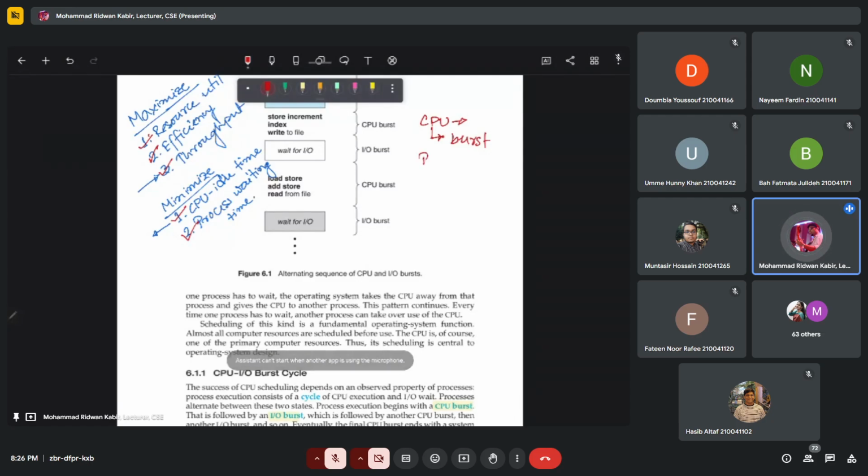There is another thing which is known as an IO burst. In an IO burst, you deal with any sort of input or output instructions. So whenever a process starts, let's say this is the starting point of a process, it will start with a CPU burst. And whenever it ends, it will also end with a CPU burst. Can you tell me why?